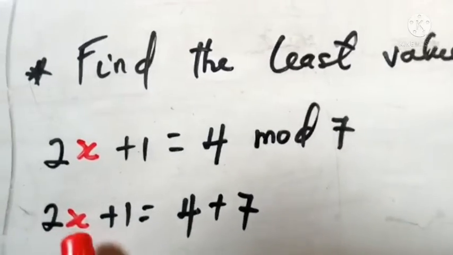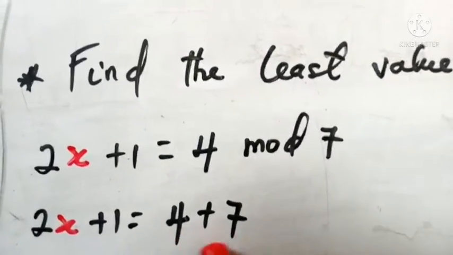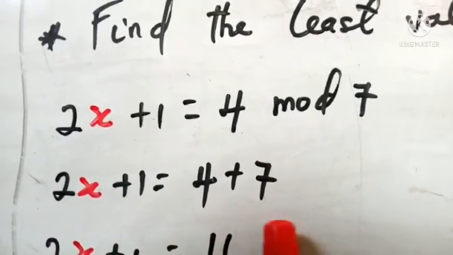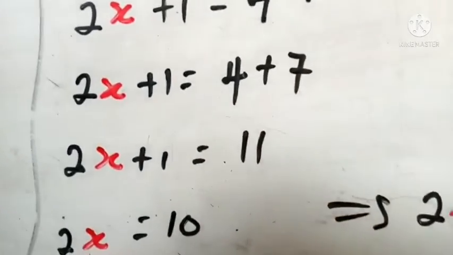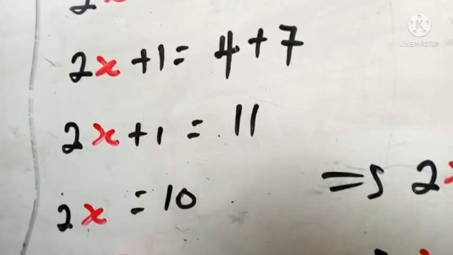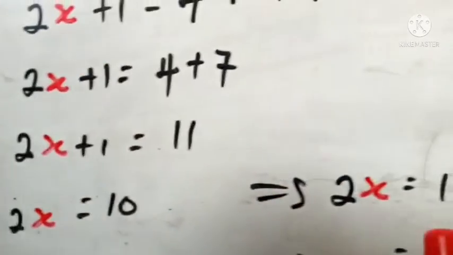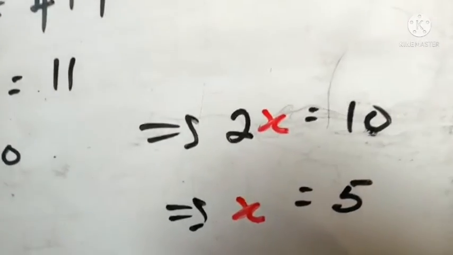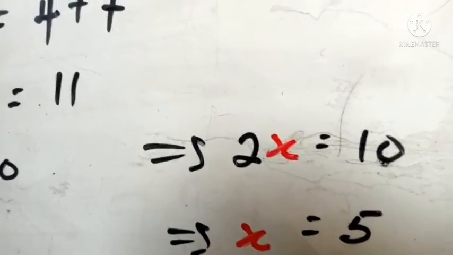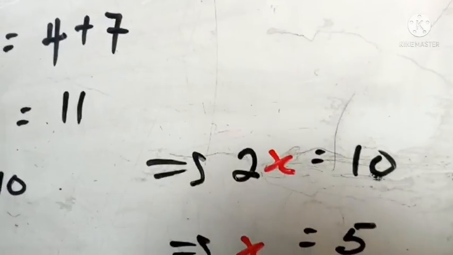So you have 2x plus 1 is equal to 4 plus 7. So you have to group the items and then add everything perfectly. You should arrive at 2x is equal to 10, right? So you are going to divide both sides by 2. So if you divide both sides by 2, you are going to have your x to be 5. Right? So these are some of the simple tricks under modular arithmetic.